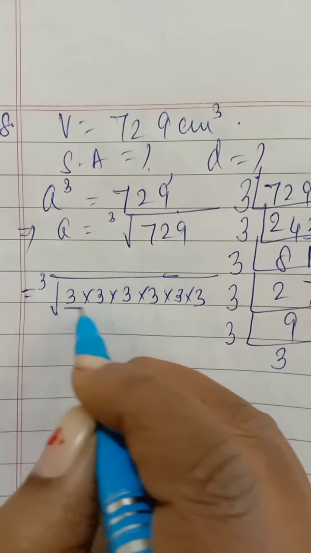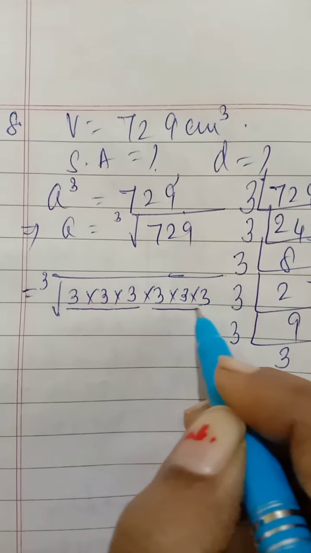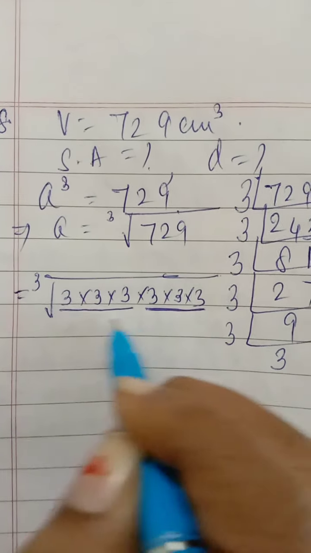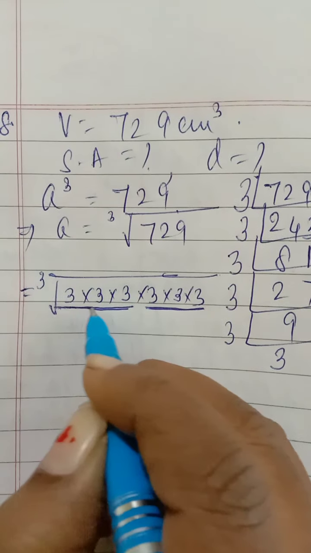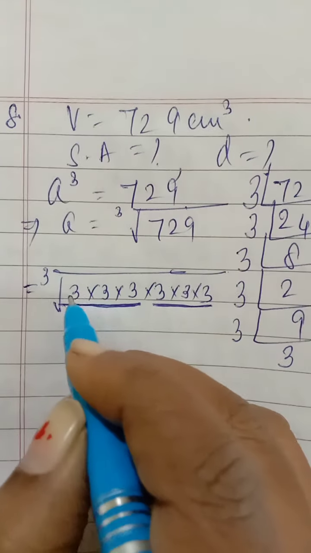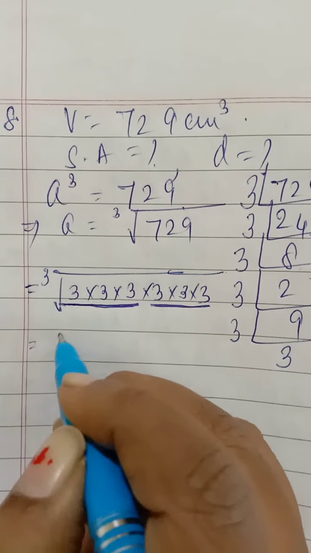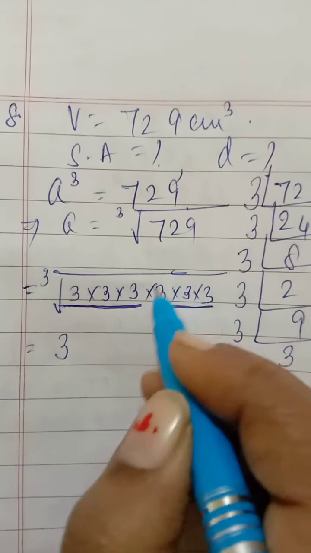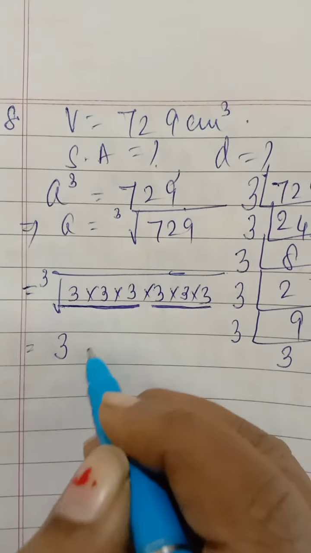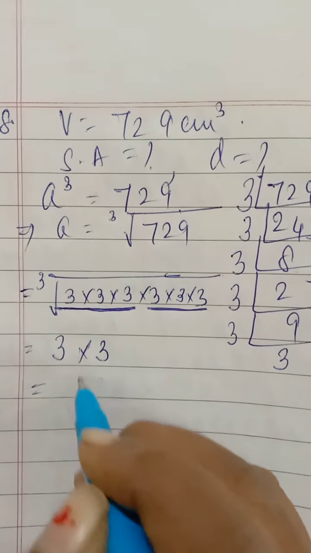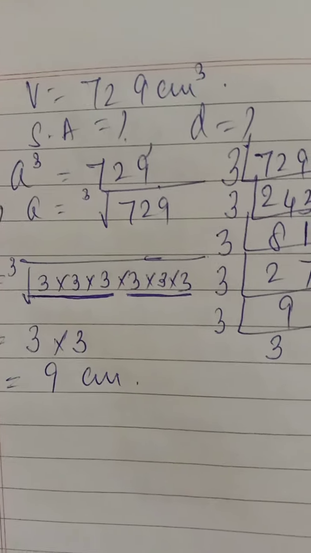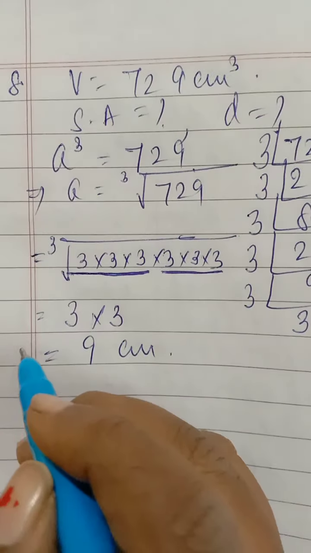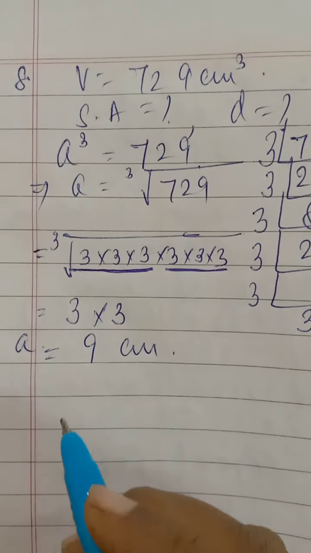So here triplets will be forming because it's a cube root. We'll make triplets of 3. From three 3s, one 3 will come out, and from the other three 3s one more 3 will come out. So it's 3 into 3, that is 9 centimeter. So we got the side a equals 9 centimeter.